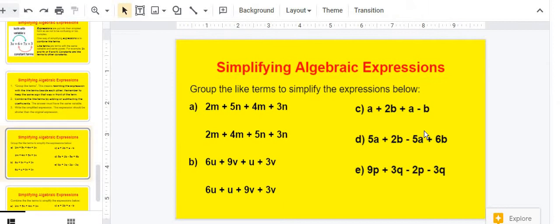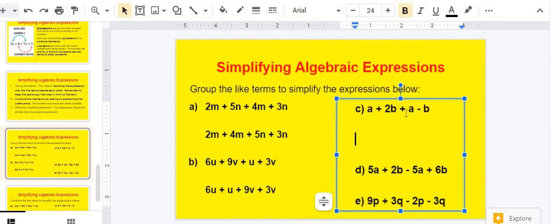Okay, I want you to pause the video and try grouping the like terms that are in question C, D, and E. Okay, once you've done question C, you'll notice that A and A are like terms, so I'm going to write those beside each other. And the order in which you write the terms does not matter. The most important part is putting back the same sign that you had in front of that term. And it is ensuring that you group all of the terms that have the same variable and the same power.